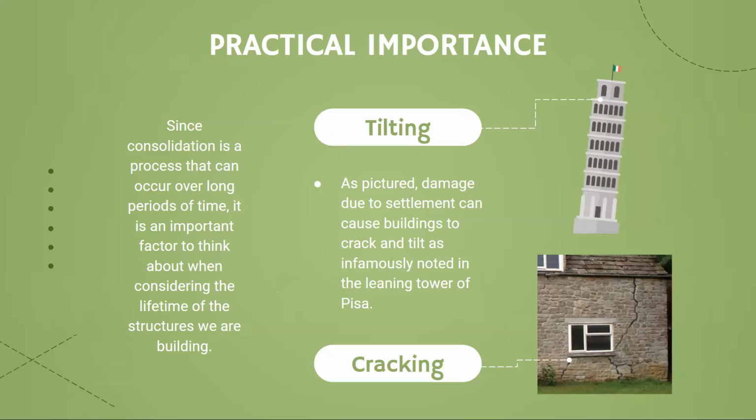Why is consolidation important, and how does it affect you? Given that consolidation is a process that can take place over a long period of time and plays a huge role in structural stability, it is an important factor to keep in mind when thinking about the use and lifetime expectations of a structure. Some examples of consolidation can be seen in structures that begin to crack or tilt, such as the Leaning Tower of Pisa. And although these forms of deformation do not always look this significant, they can lead to serious structural integrity issues.